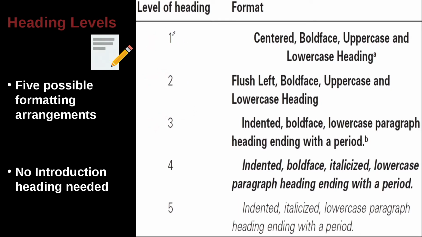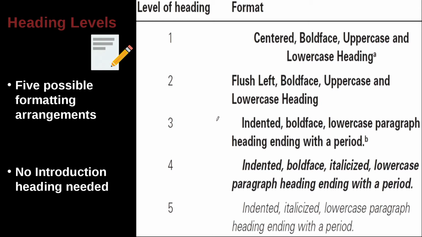So let's take a look at how you would write the headings for these. The first level heading, which is usually going to be the title of the paper, is going to be centered, boldface, uppercase and lowercase headings. That is, you mix the uppercase and lowercase. The second level, which is usually going to be the different parts or sections, is going to be on the left margin. It's going to be bold. It's going to be uppercase and lowercase. That is, usually the first letters of the words will be uppercase and then the others will be lowercase.